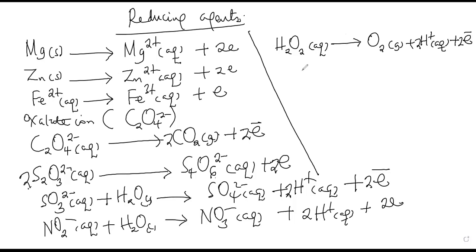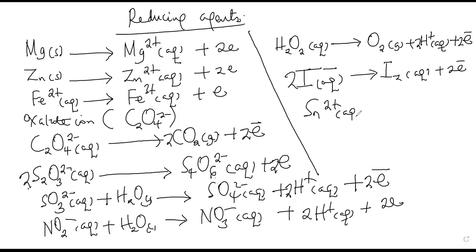Then we've got what we call iodide. The iodide ion is a reducing agent which is oxidized to iodine and 2 electrons. We've got tin 2 ion. Tin 2 ion is a reducing agent which gets oxidized to tin 4 ion, but because of +2 and +4, we shall add 2 electrons.